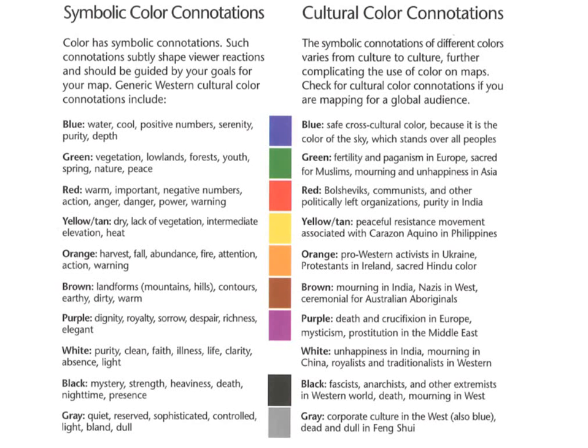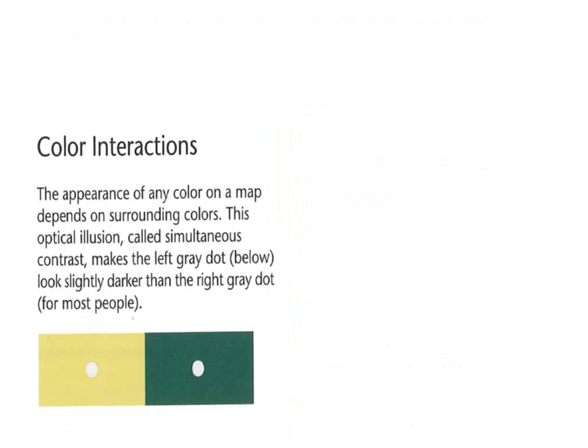For example, brown in the West often means landforms, contours. It means mourning in India. It means Nazis in some cases, and is ceremonial for Australian Aboriginals. So depending on who your audience is, color is always important, but you just need to have some sense that it might mean different things to different people.